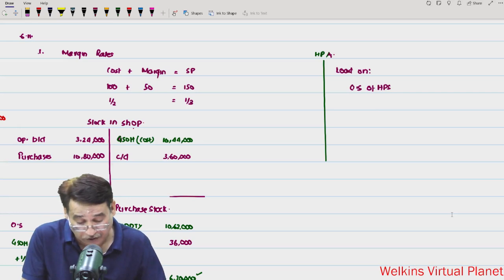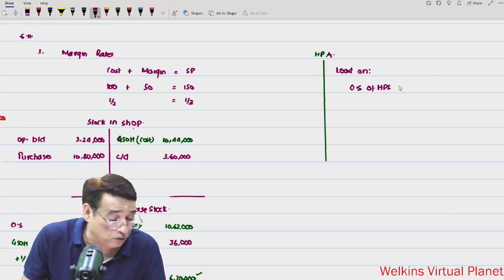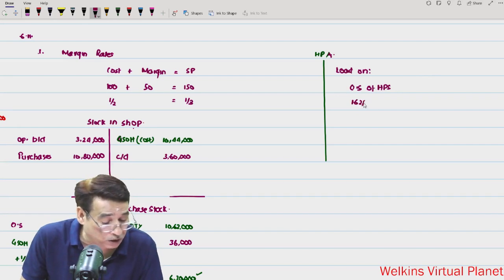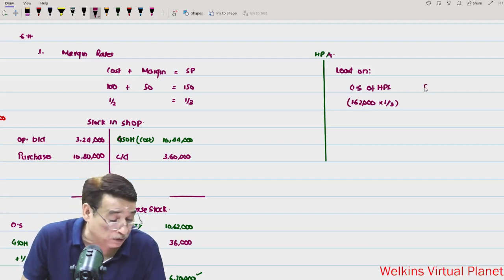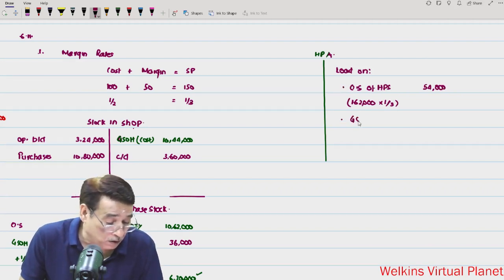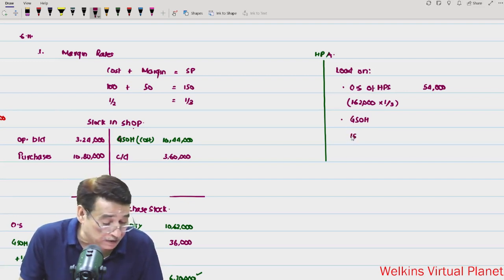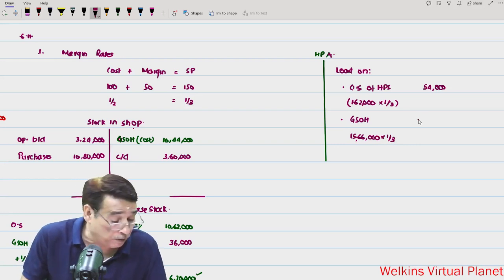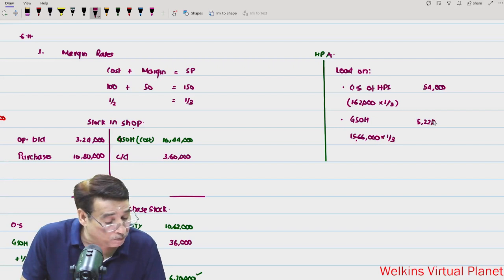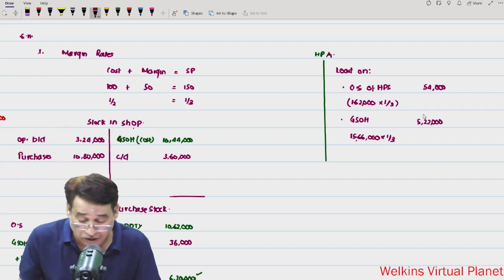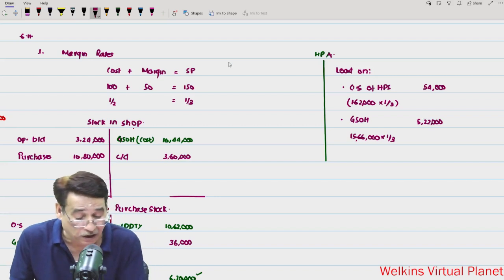162,000 divided by 3, that is 54,000. If you want to show, you can also show 162,000 into 1 by 3, that is equal to 54,000. Similarly, loading on goods sold on hire. Now, goods sold on hire, actually, we have already computed the loading. Anyway, 15,66,000 is the hire purchase price. So now you will apply the rate 1 by 3. Although you will get the same amount, 5,22,000. Closing balance of hire purchase stock account is 6,30,000.